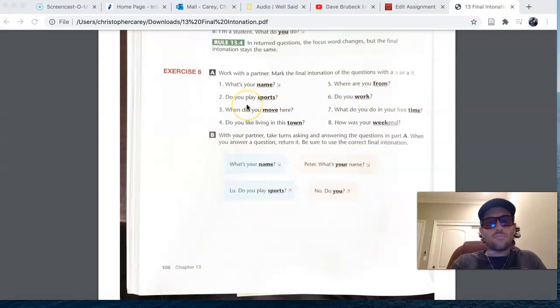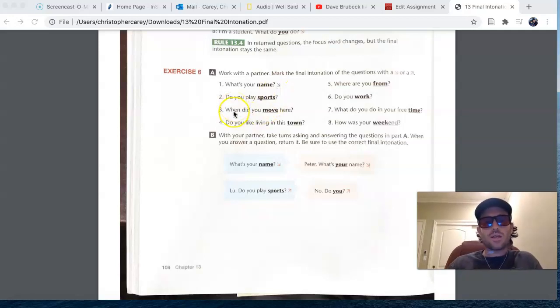Let's try number 2 together. Do you play sports? No, I don't play sports. Do you play sports? So again, no change in final intonation. It's a yes or no question. Rising intonation at the end. If it's a WH question or a statement, falling intonation at the very end of the question. But it's the focus word that shifts, right?